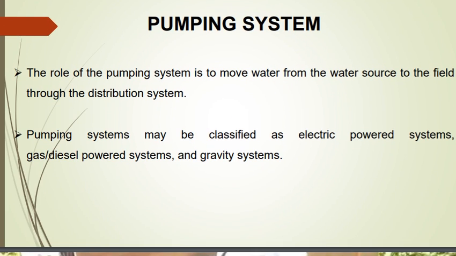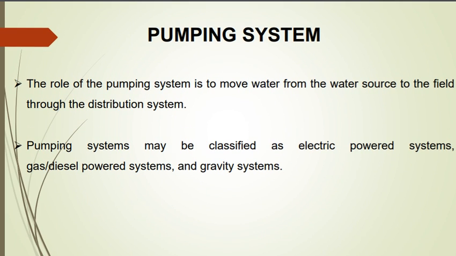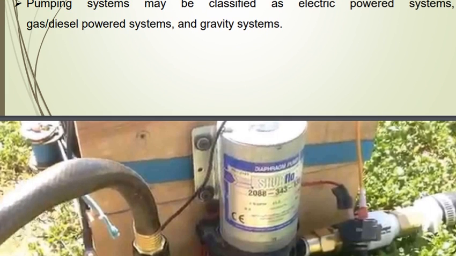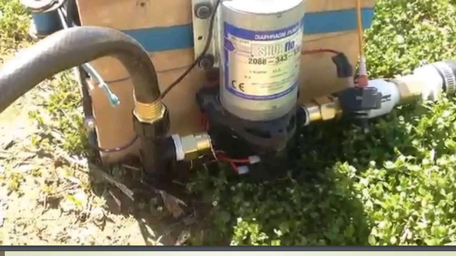Next is the pumping system. So the role of the pumping system is to move the water from the water source to the field through the distribution system. Pumping systems may be classified as electrical powered systems, gas or diesel powered systems or gravity systems. So this is the pumping system.